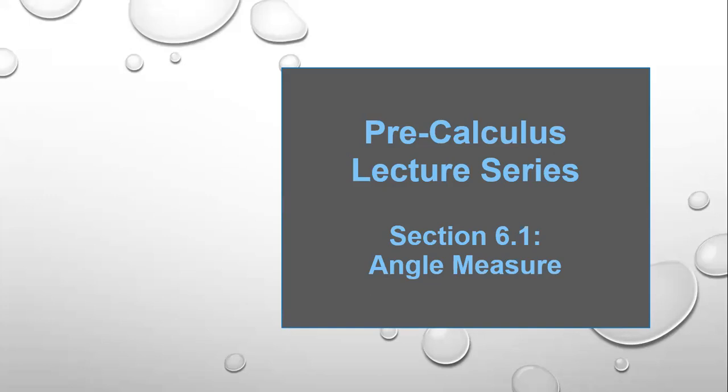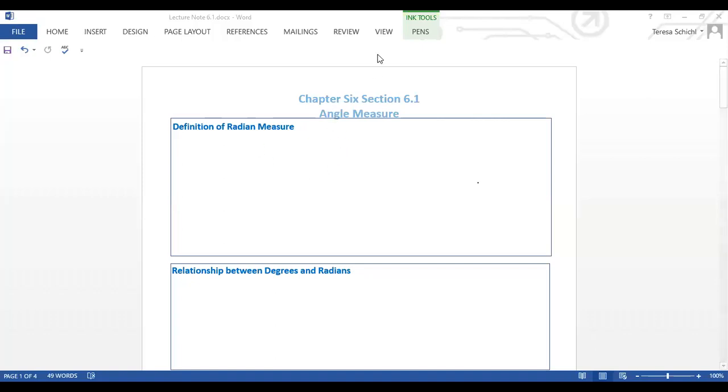In chapter 6, we're going to take a look at the trig functions from the right triangle approach. The first section we're going to look at is how we define the angles, and then we're going to see how to use the trig functions from the right triangle approach. Okay, let's go to our lecture notes and get started.